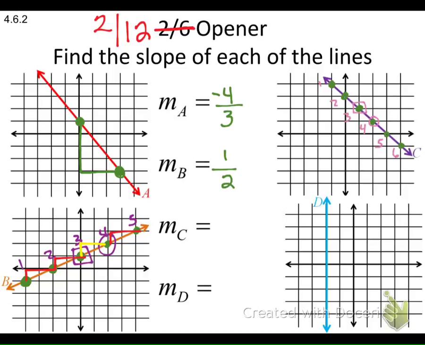So I'm going to count circle to square, or square to circle. Square to circle. Am I going to count my rise first or my run first? Rise. Your rise. So that means I'm going to go down 1, then over 1. So my slope of this line is -1/1, or you could write it as just -1.